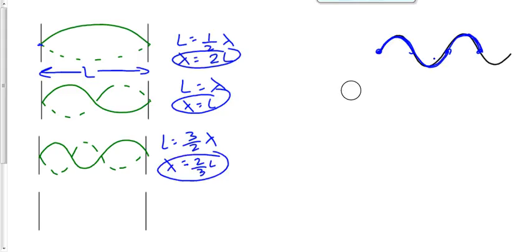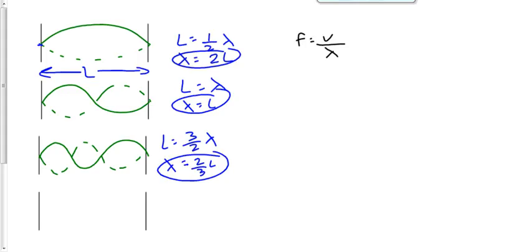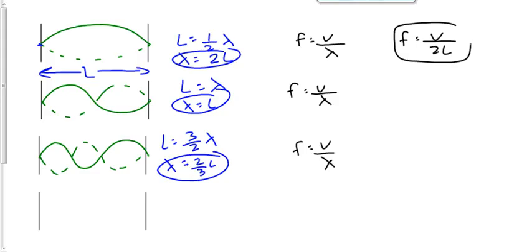And now what I want to do is use the wave equation that we learned on the first day of the wave section of this unit, which is V is equal to F times lambda. If we rearrange that, we get V over lambda, right? The wave equation says F is equal to V over lambda. And I want to do some substitutions right now. V is V, but lambda is 2L. So I'm going to say F is equal to V over 2L.